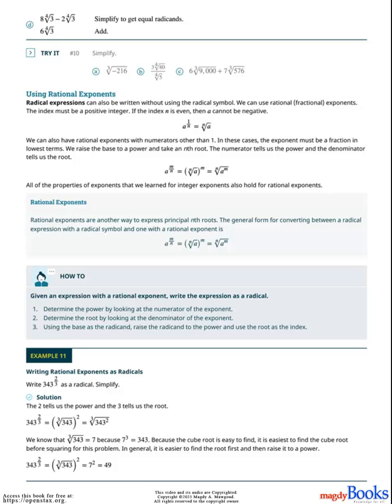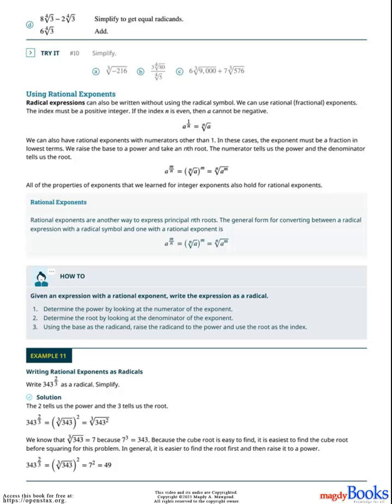We can also have rational exponents with numerators other than 1. In these cases, the exponent must be a fraction in lowest terms. We raise the base to a power and take an nth root. The numerator tells us the power and the denominator tells us the root. a to the power of m over n equals (the nth root of a) to the power of m, equals the nth root of a to the power of m. All of the properties of exponents that we learned for integer exponents also hold for rational exponents.